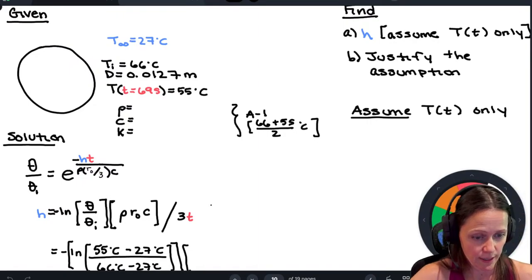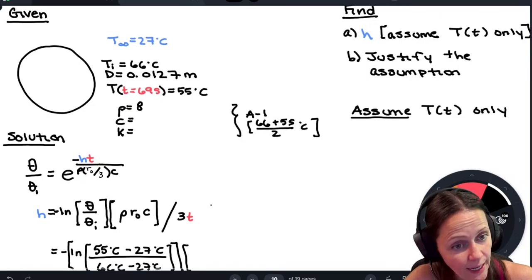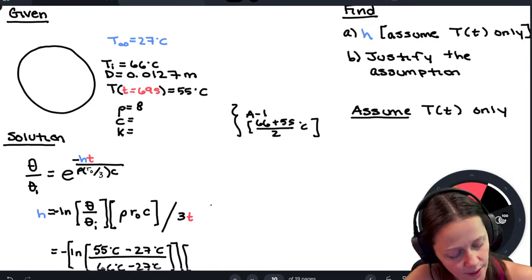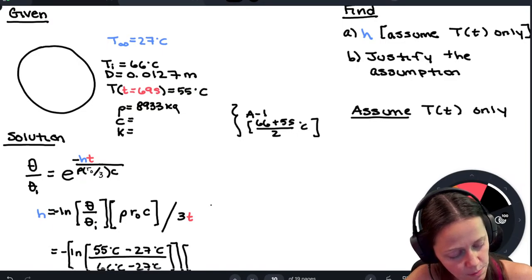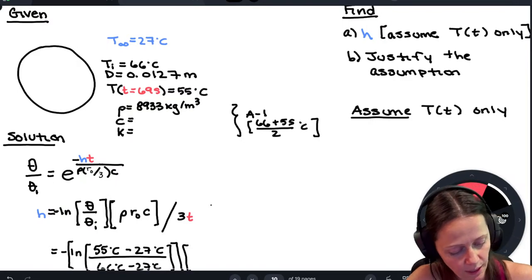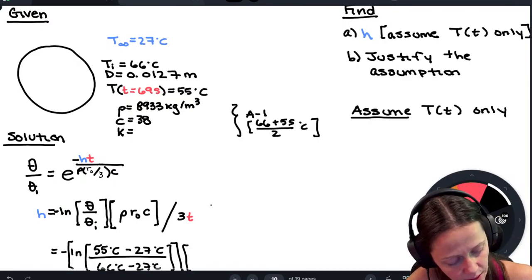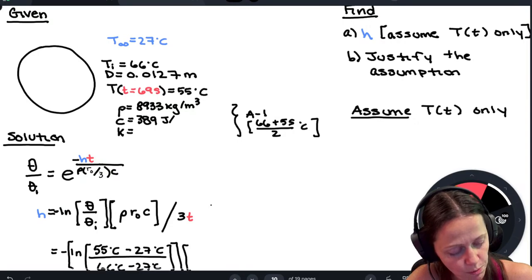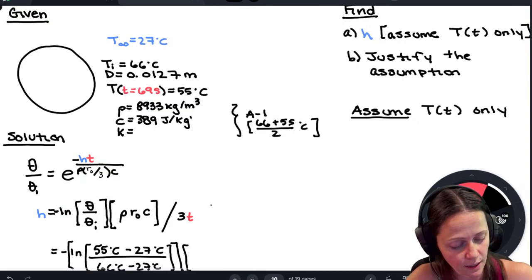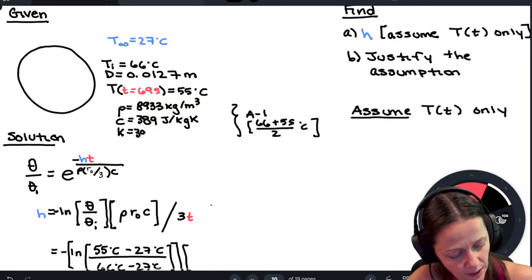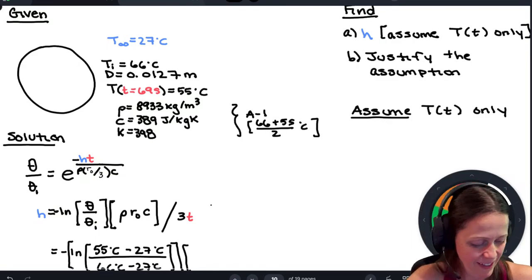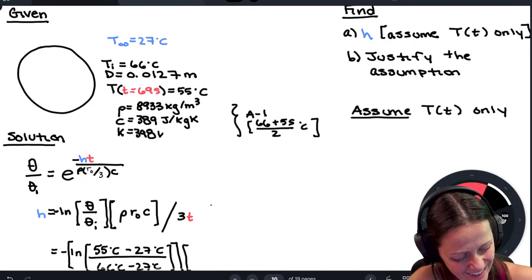So I've got 8933 kilograms per meter cubed. I've got a CP of 389. The units are joules per kilogram K. And then a K value of 398, so watts per meter Kelvin.